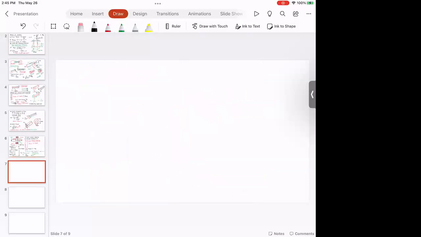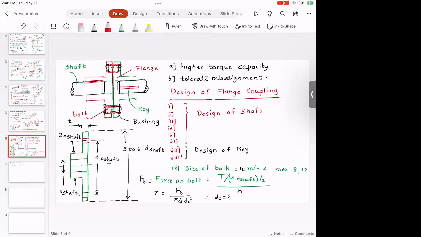So next part, crushing of bolt in flange. So you have sigma c is equal to F divided by, actually this dimension is D multiplied by T. So from here, you can find out the value of T. Are you with me so far? So this will actually give you the design recipe for the flange coupling.